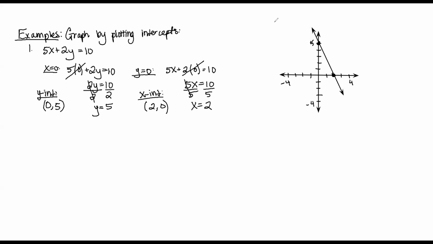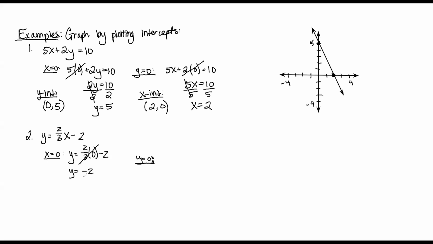All right, let's try another one of these. y equals 2/3 x minus 2. For this one, let's do the same thing. We want to plug in x equals 0 and we want to plug in y equals 0. Let's do x equals 0 first. So we have y equals 2/3 times 0 minus 2. 2/3 times 0 is 0. This term disappears, and we're left with -2.